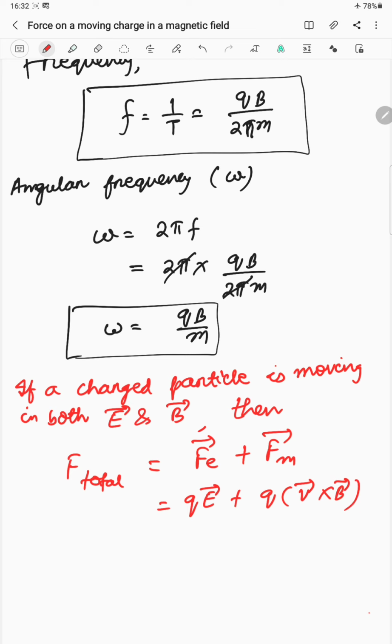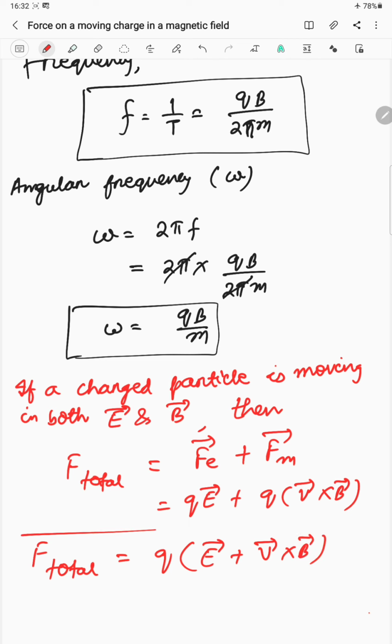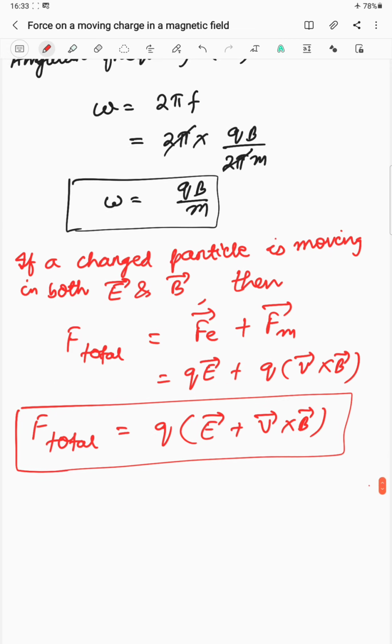Okay, so when you will read about the electromagnetic waves chapter, at that time the force because of the existence of the electric field and magnetic field simultaneously, the F total will be q(E plus v cross B). So this is the expression which you will find in many books, which indicates that it has taken into account both the electric field as well as the magnetic field. Followed? Now let's go to the next one.